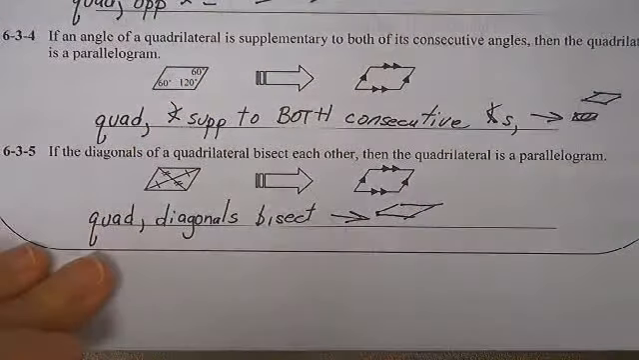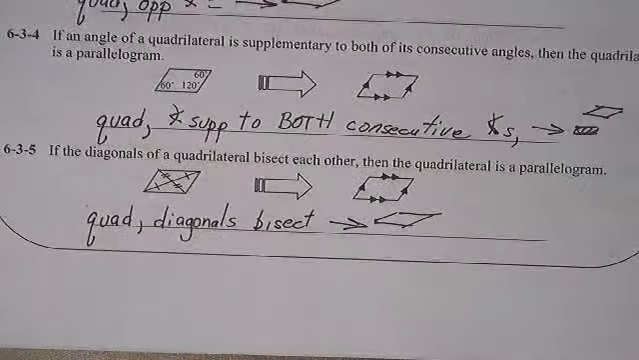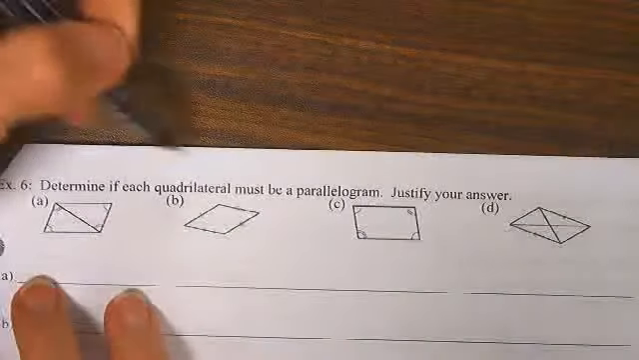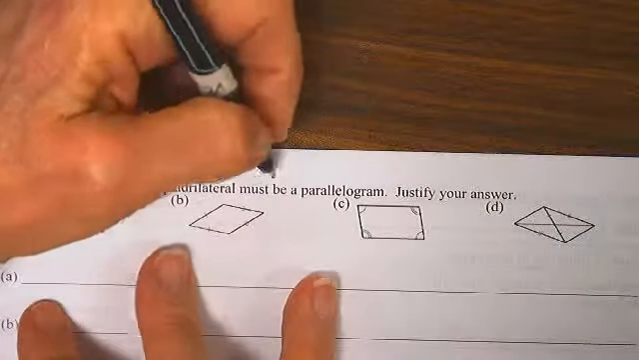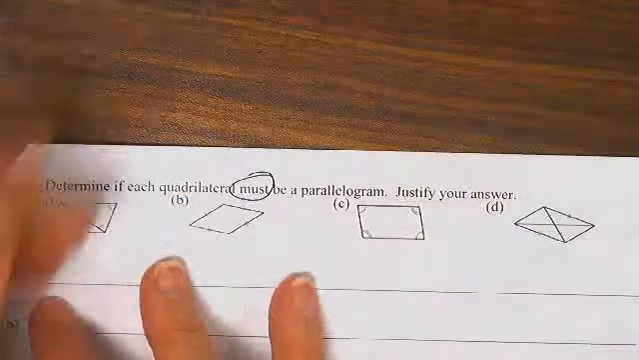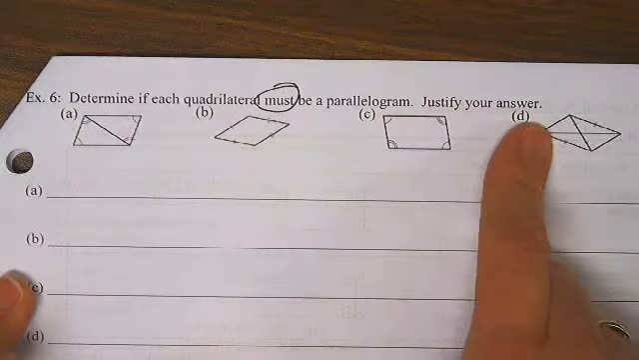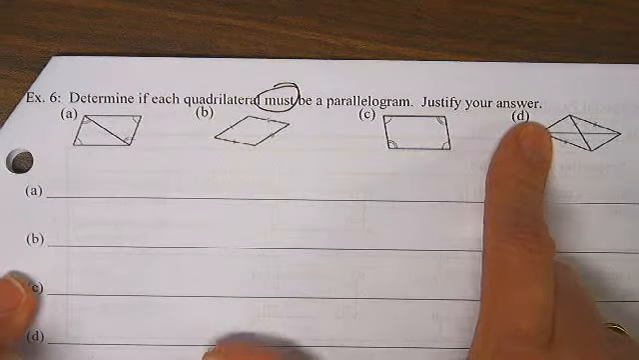Let's see how we can use these properties to determine parallelograms. Determine whether each quadrilateral must be a parallelogram. Justify your answer. How do you know? Okay.